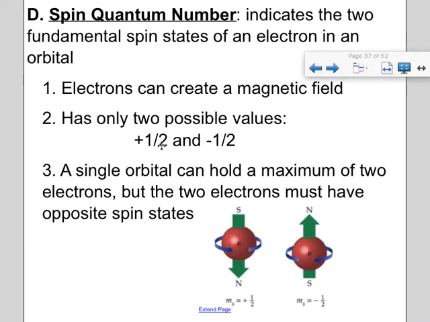So a single orbital can hold a maximum of 2 electrons, which we did from the dashes, but the 2 electrons have to have opposite spin states. So as you can see here, an up arrow and a down arrow. Actually, it doesn't really matter. Don't worry about the arrows. So if it goes down, that means it's spinning a different way than it would if it goes up.